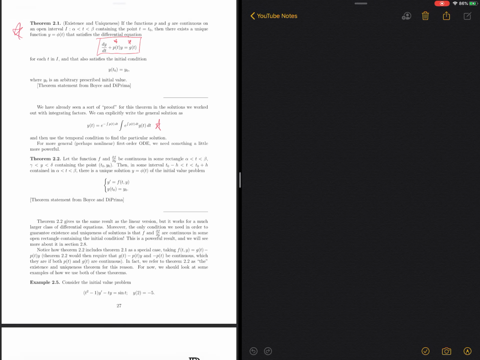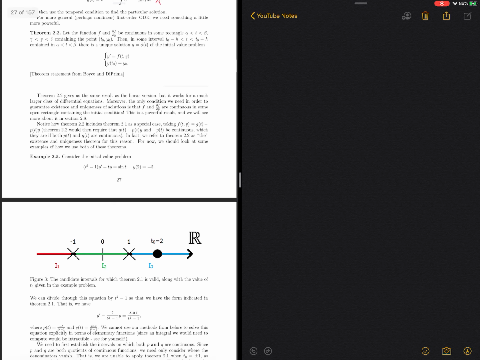Last time we talked about the linear existence and uniqueness theorem. That's this guy at the top of the page. This theorem deals with linear first-order equations. And what we did, we didn't show that this theorem was true. We just showed how to use it.